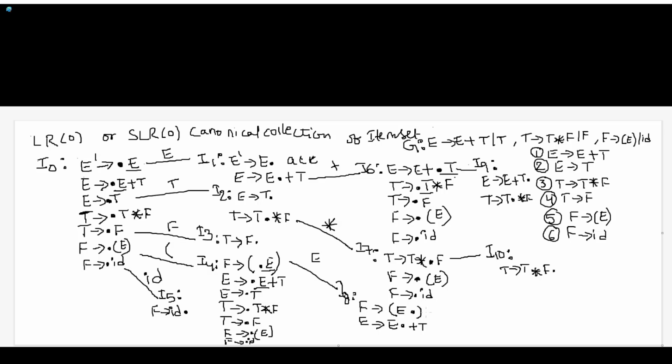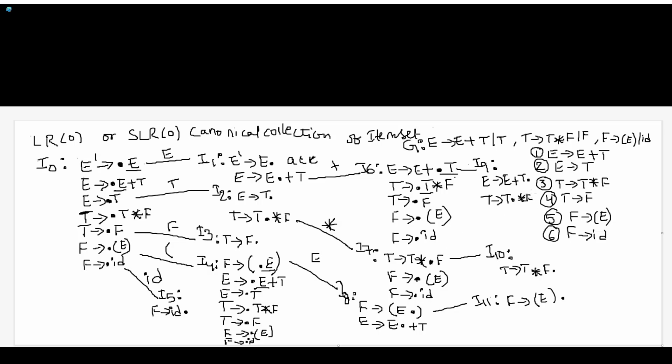Now come to I8. What is I8? Still we have to shift for the closing bracket. So take another new item set, that is I11, to shift for the closing bracket also. Now it will look like this: F derives open bracket E closing bracket dot. Now if you come here, this was a different symbol. Plus is a different symbol. So we will not carry it. Okay. Now I8 was done.